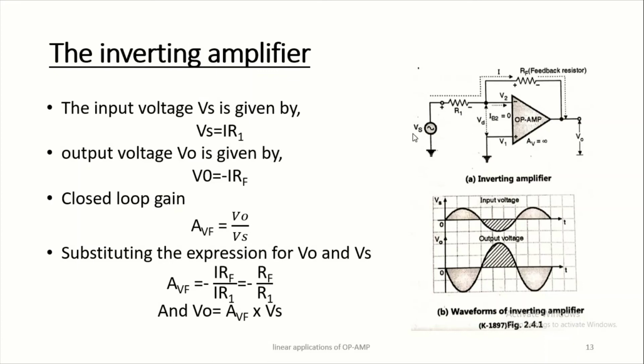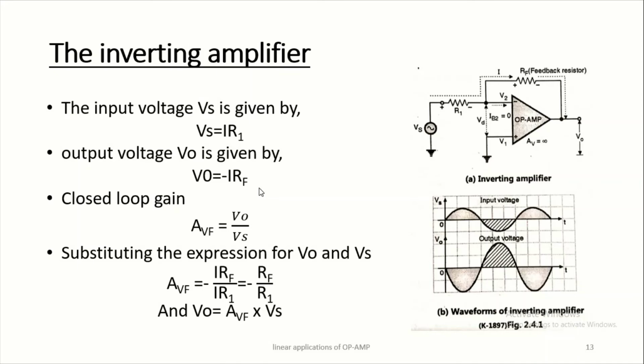As the input voltage Vs is measured with respect to the ground, and as V2 is at ground potential, we can say that the input voltage Vs is the voltage across R1 and the voltage across Rf is the output voltage. Therefore, the voltage across R1 is Vs and the voltage across Rf is the output voltage Vo. Thus, the input voltage Vs can be written as I into R1, the current flowing into this resistance times the resistance value, and the output voltage Vo can be written as minus I Rf.